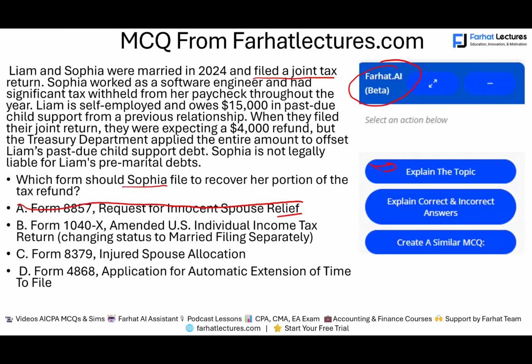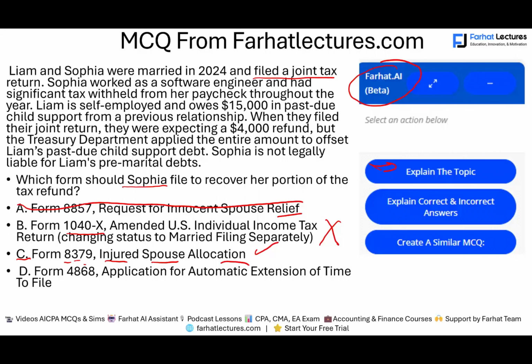Do they have to file Form 1040X, Amended U.S. Individual Income Tax Return, change in status to married filing separately? Do they have to go back and file married filing separately? No, that's not needed in this situation. This is when you amend the return. Is it C, Form 8379, Injured Spouse Allocation? And the answer is yes.